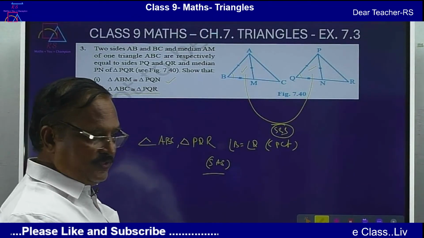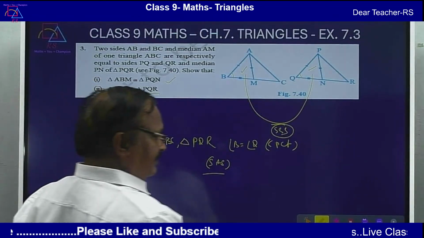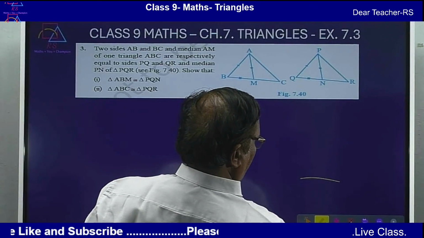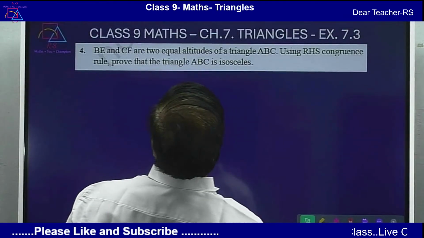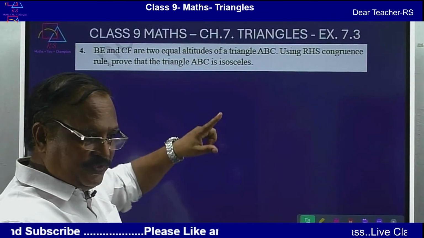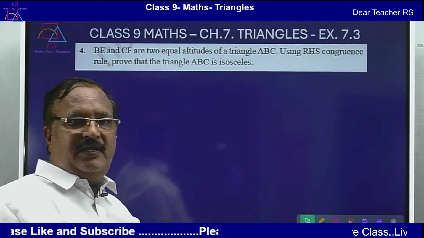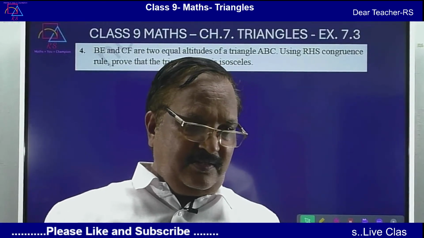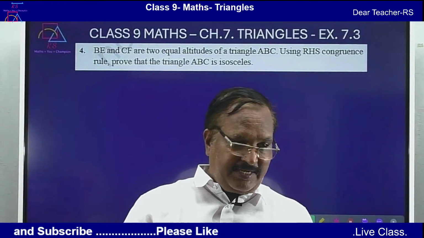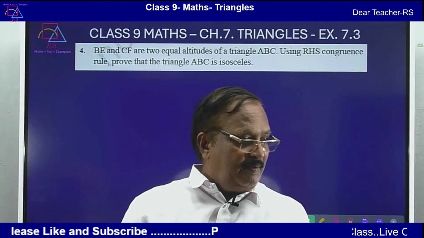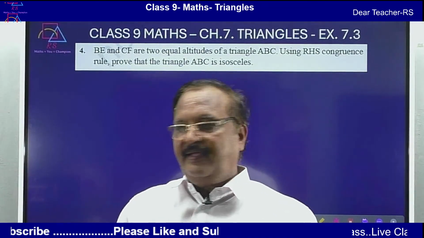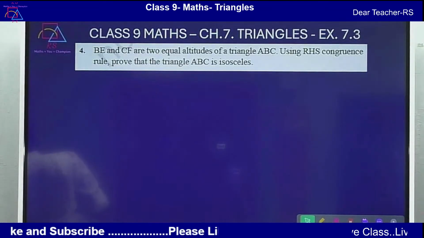Okay? So this is done. Saving this is a waste. BE and CF are two equal altitudes of the triangle. I will do this question, otherwise it's becoming late. We will only do sums. We will see tomorrow, same time, online class will be there. But I am going to revise all the topics, fast revision. Okay? See you in tomorrow's live class.